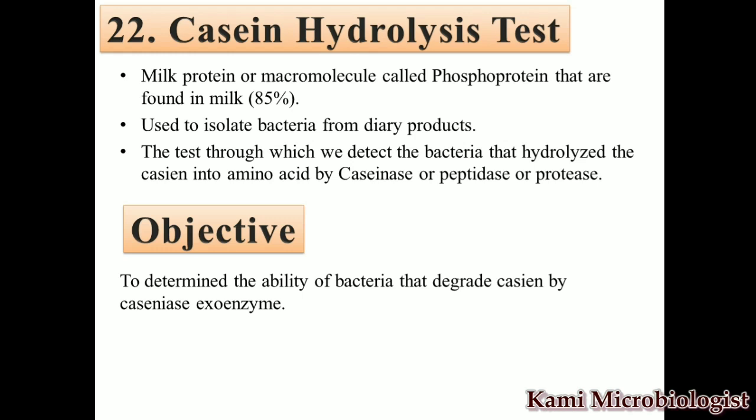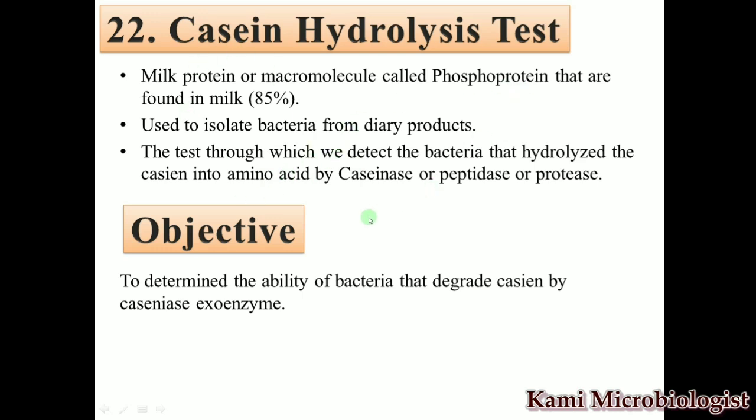Now during this test, what's going on? The casein, as we know, is a macromolecule and it cannot fit into the cell of the bacteria. So the bacteria will release an exoenzyme, that is peptidase, protease or caseinase. When they release these exoenzymes, it will hydrolyze or degrade the casein into amino acids. Then the bacteria will easily uptake it and use it. This is how the casein hydrolysis test works.